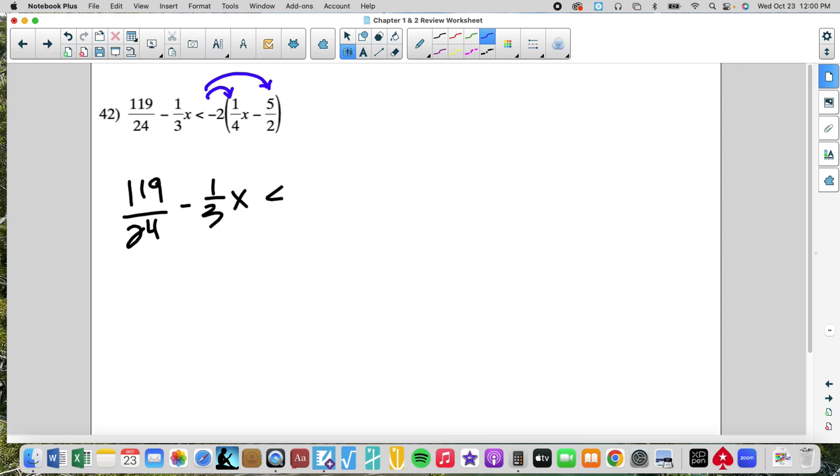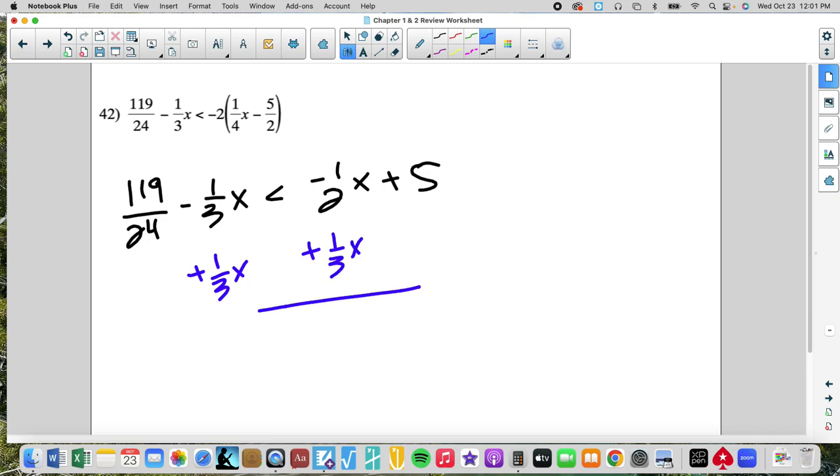Oh, let's cancel those. So that gives me -1/2 x. And then let's distribute this. That's going to cancel again, and we're negative times a negative, so we're left with +5. That's not too bad. Now let's move the variables first. Let's move the 1/3 over. Not the right way, but that's okay. But we're still moving the variable.